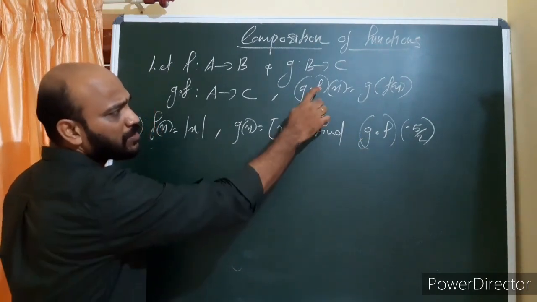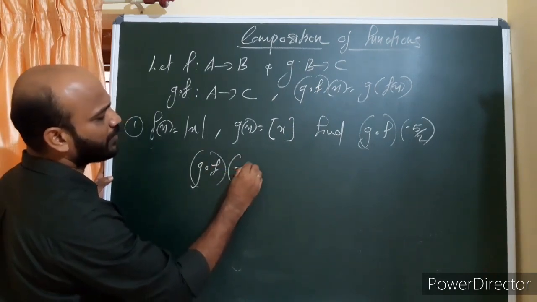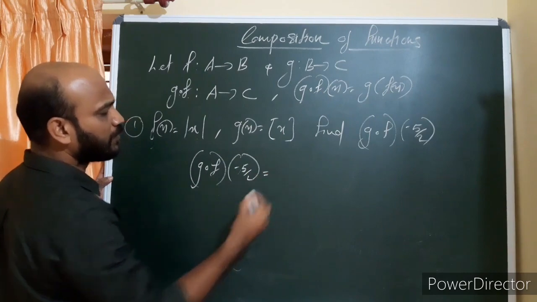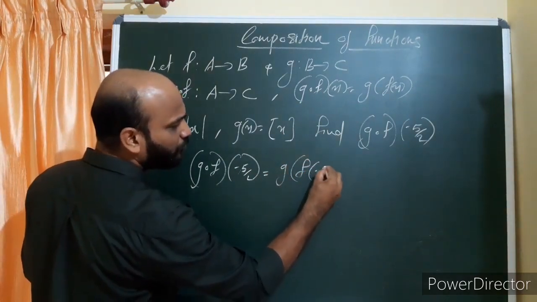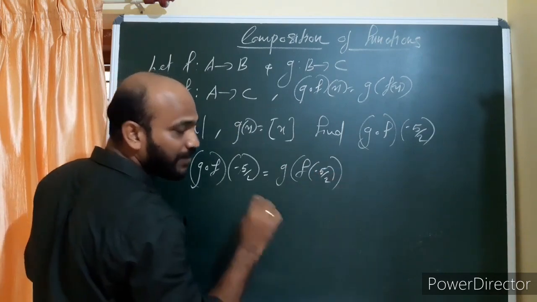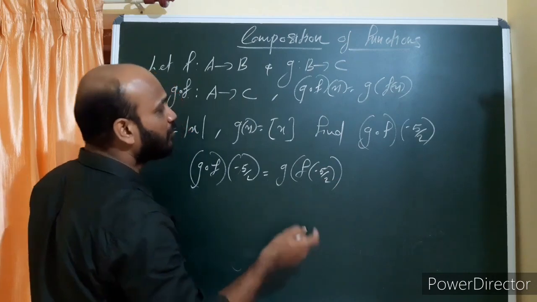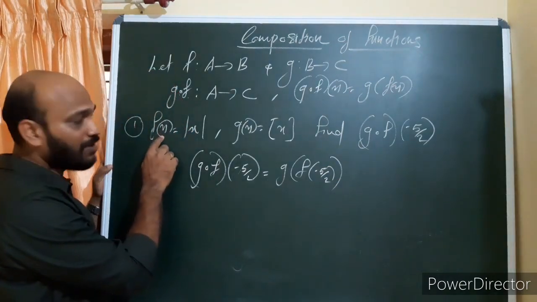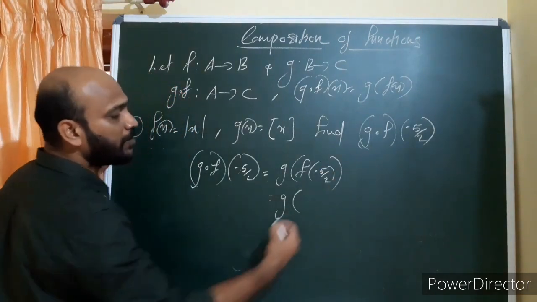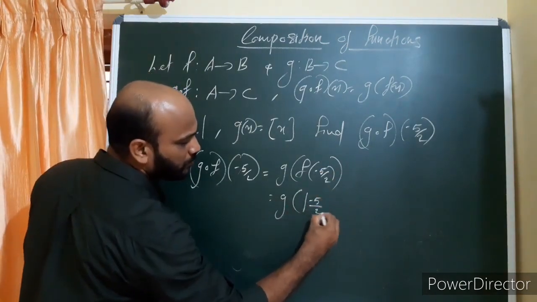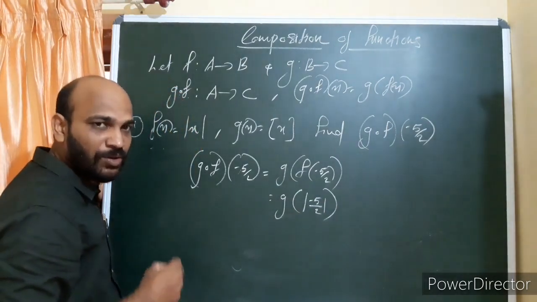So, just you have to use definition. g of f of minus 5 by 2 will be equal to g of f of minus 5 by 2 by definition. Now we want to find f of minus 5 by 2 first. For that you have to use definition. f of x is mod x. So f of minus 5 by 2 will be mod minus 5 by 2. Right. Now what is mod minus 5 by 2? It is equal to 5 by 2.